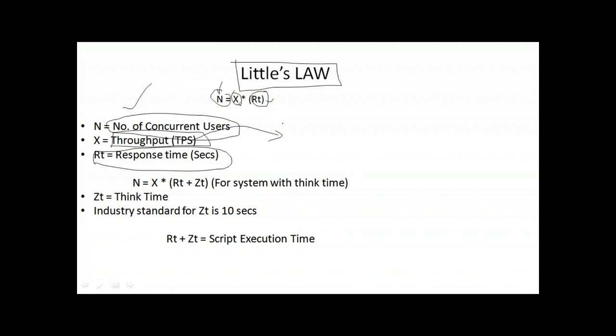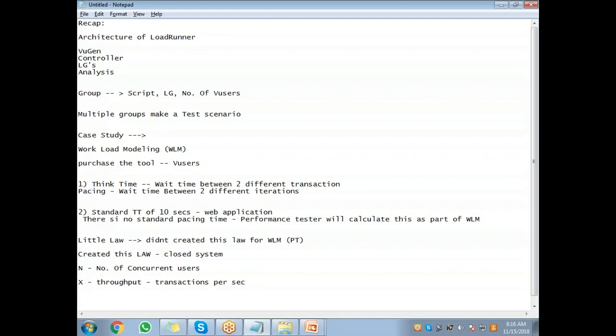Wonderful. Now, if any system has a think time, this formula can be modified into this particular thing. What is that? N is equal to X multiplied by (RT plus ZT). ZT is think time. We already have the industry standard for think time, which is 10 seconds. So ZT is think time. Now, what is the modification of the formula? N is equal to throughput multiplied by RT.